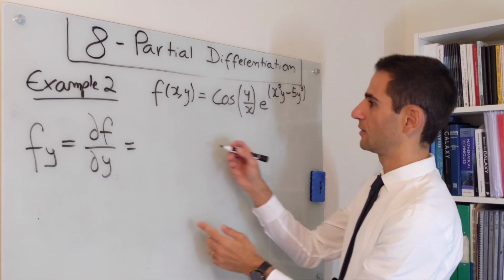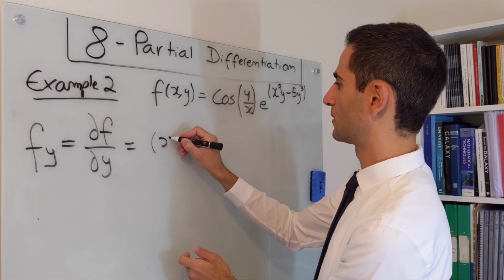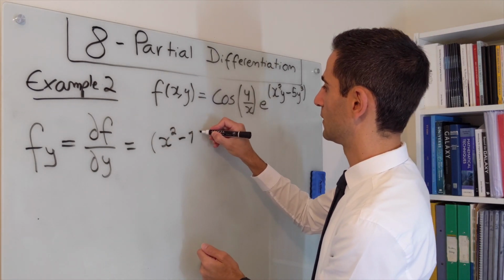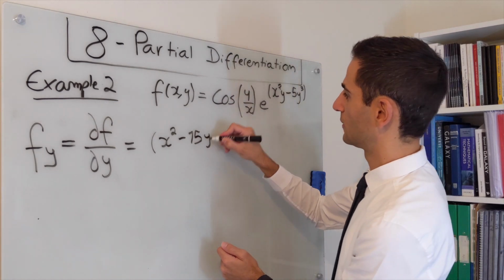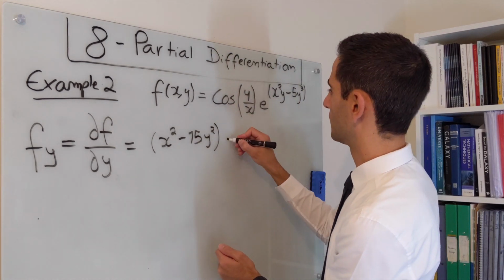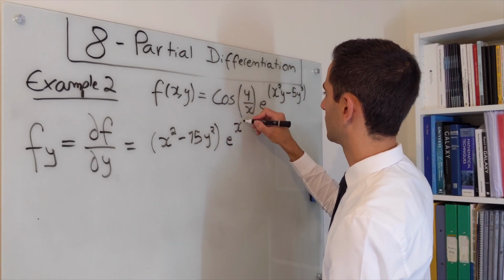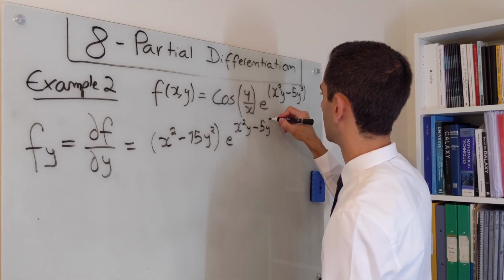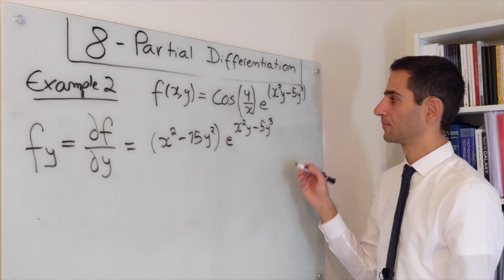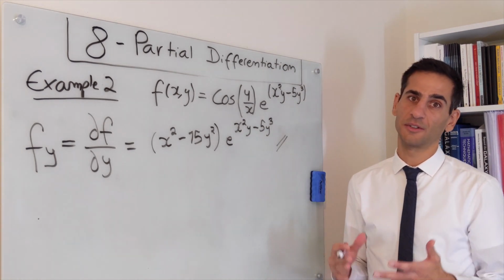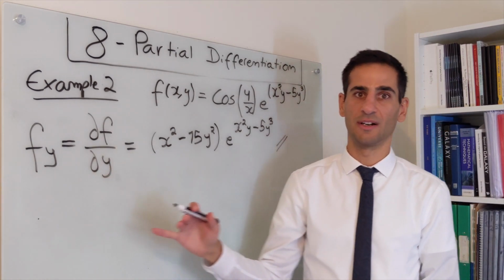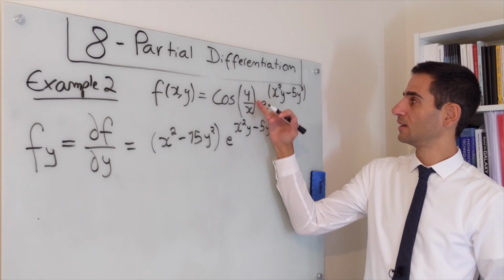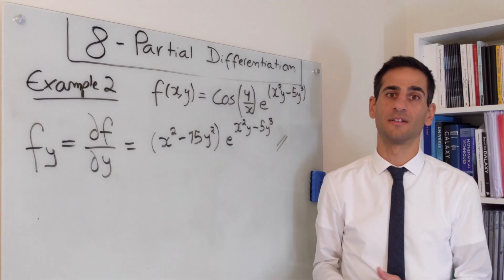The derivative here will be x squared minus 15y to the power of 2 times e to the power of x squared y minus 5y to the power of 3. And this would be our final answer. The partial derivative in respect to y is much simpler than in x because only the exponential depends on y.